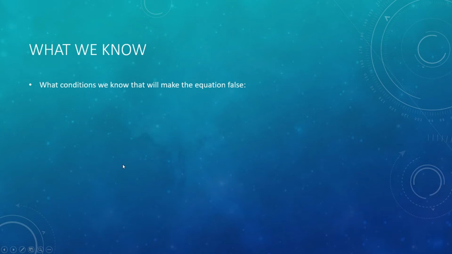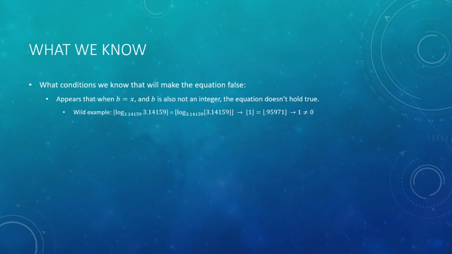So what we know, the conditions that will make this equation false: it appears that when b equals x and b is also not an integer, the equation doesn't hold true. So that kind of scratches our b greater than 1 for all real numbers thing that they first gave us. A wild example is this. I didn't necessarily pull this number out of thin air, but anyways, log base pi. If you enter this entire thing, you will get 1 on this left-hand side, and 0.95 on this right-hand side. Well, obviously, if you floor this right-hand side, this will turn into 3. That's where that 0.95 comes from.